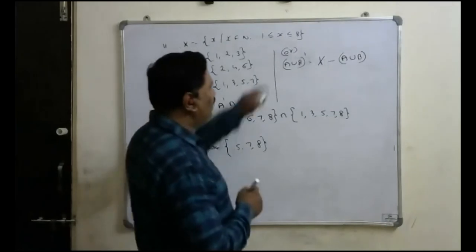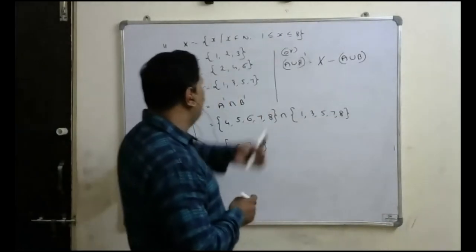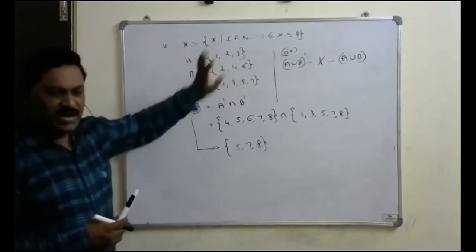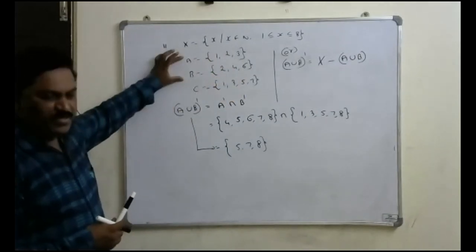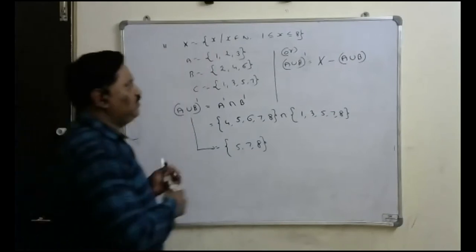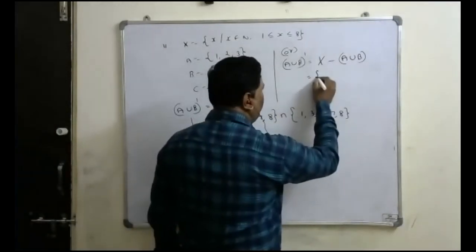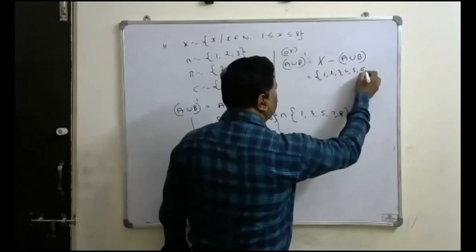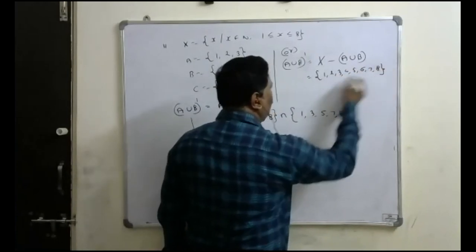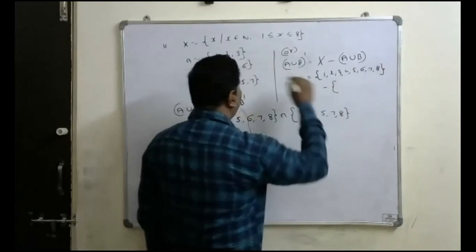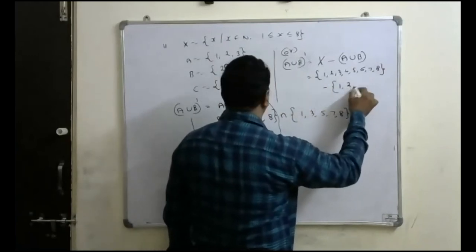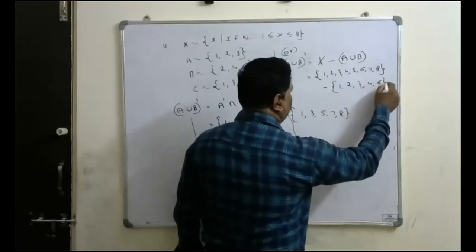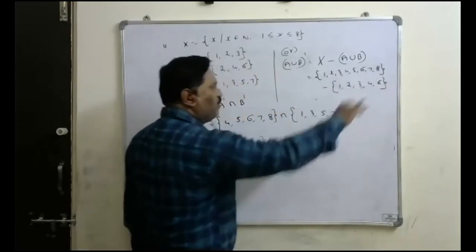X represents all the natural numbers from 1 to 8. A union B means 1, 2, 3, 4, 6. We have to remove these elements from the total, the natural numbers 1, 2, 3, 4, 5, 6, 7, 8. From that, A union B has 1, 2, 3, 4, 6. So leave those numbers and write the remaining numbers.